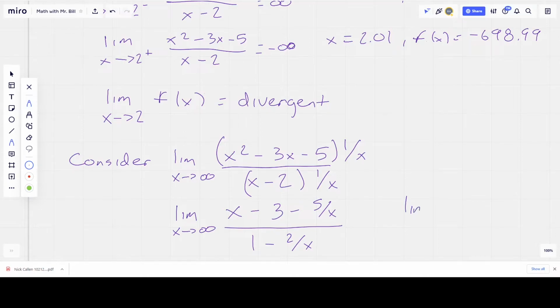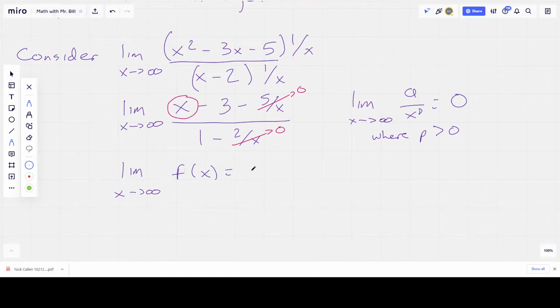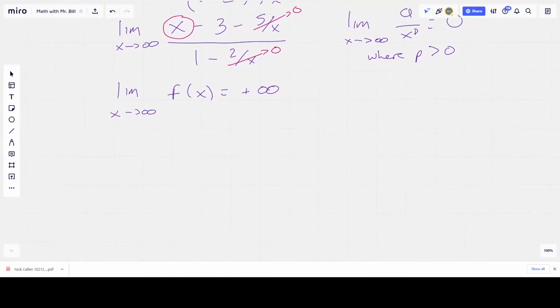We know that the limit as x goes to infinity of any constant over x is going to be 0. In fact, we can say x to some positive power p down here. Anytime we see that in our limit, we know that it's going to go to 0. So 5 over x is going to go to 0 and 2 over x is going to go to 0, but this x right here is going to go to positive infinity. So the limit as x goes to infinity of our function is equal to positive infinity. Let's look at the last one, which is the limit as x approaches negative infinity.